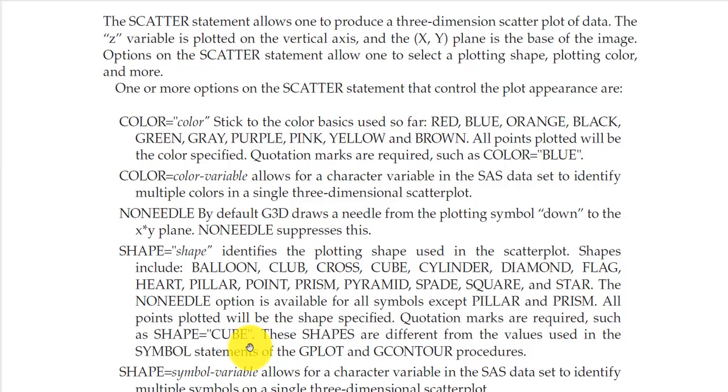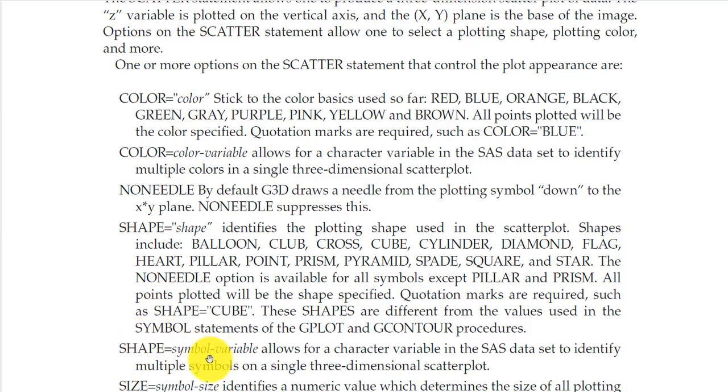It has a default shape that it chooses, and we can look at what those are. Also, similar to the color, if you wanted to have multiple colors, you needed a color variable. You can also select multiple shapes if you have a shape variable.